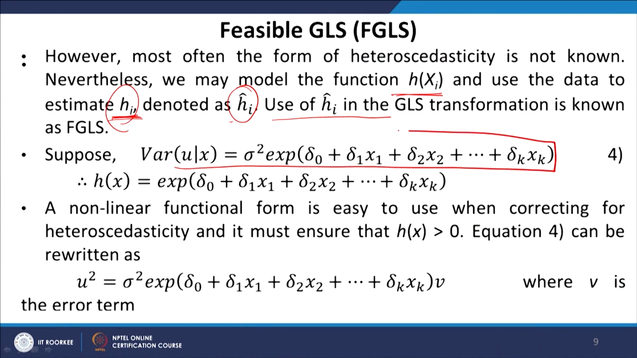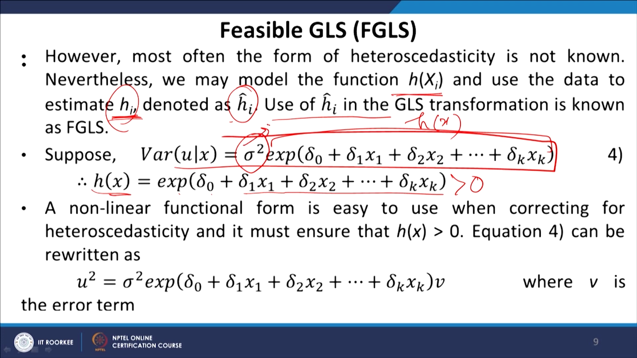This is a nonlinear functional form and therefore h(x). We have this constant component here and the rest of the component is denoted as h(x). So, h(x) is exponential of delta naught plus delta 1 x1 and so on plus delta k xk. A nonlinear functional form is easy to use when correcting for heteroscedasticity, and it must ensure that h(x) is greater than 0. This is the same condition we required earlier, because error variance has to be positive, and as a result h(x) has to be greater than 0, provided sigma square is always greater than 0. Equation 4 can be written as u square equals sigma square times exponential of delta naught plus delta 1 x1 and so on plus delta k xk, multiplied by v, where v is the error term.